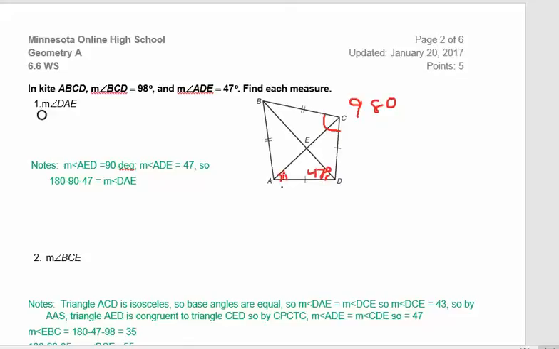Now, we just looked at the theorems that said that these diagonals are going to cross at right angles, which means if we just focus on this little triangle down here, we know 2 of the angles and we're looking for the third. We know that this one up here is 90, we know the bottom one is 47, and we're looking for the third. So we'll just use the triangle sum theorem, which says that we can take 180 minus 90 minus 47, and we'll find the missing angle measure. So that one's not too bad.